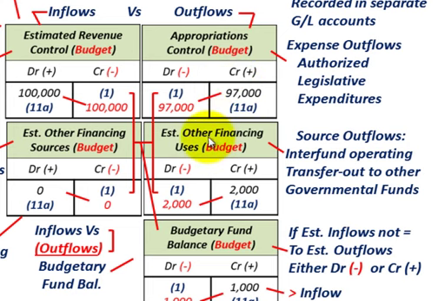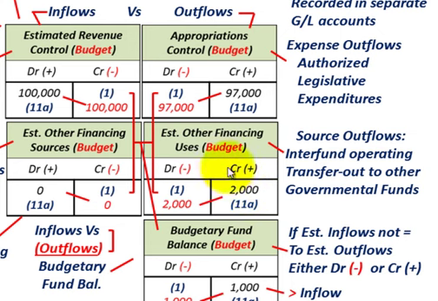Then we move down to our other account here, estimated other financing uses. Before we talked about estimated other financing sources, now this would be uses. And that would be, again, our outflows. What we're talking about, the source outflows, would be interfund operating transfers out to other governmental accounts. Before, we had transfers in as inflows. Now we're talking about transfers out. And in this example, I'm just throwing out credit, increase it for $2,000.